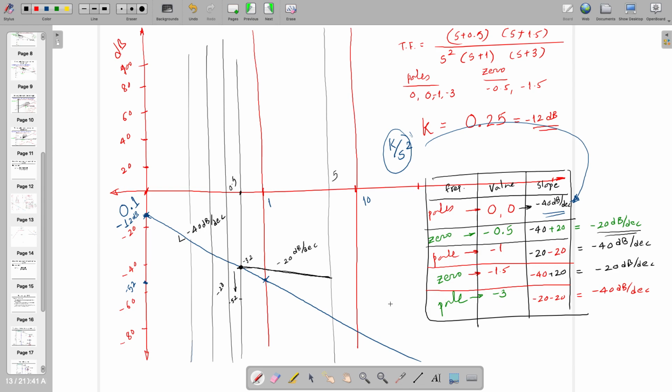Okay, so what do you think is going to happen next? What should I do next? Till now, the Bode plot is not completed. We reached here only. So what should I do next? Minus 40 dB from the pole location of minus 1. So I'll go to minus 1, which is here, and again go down by 40, one decade ahead.